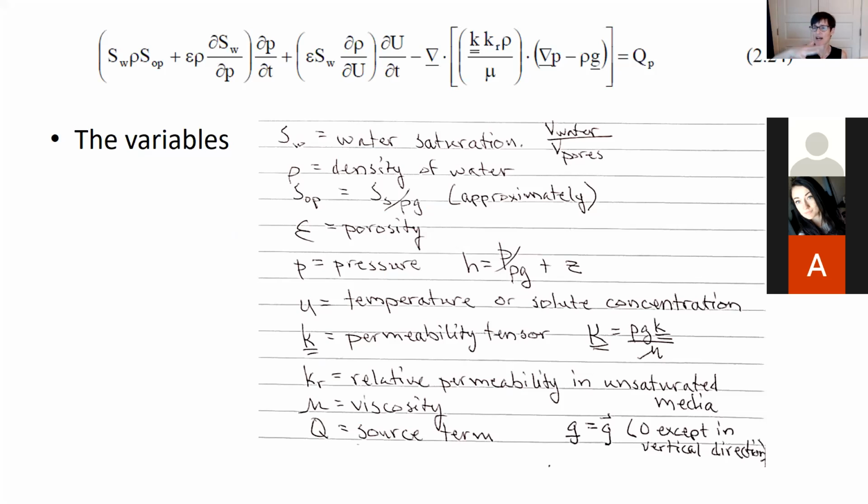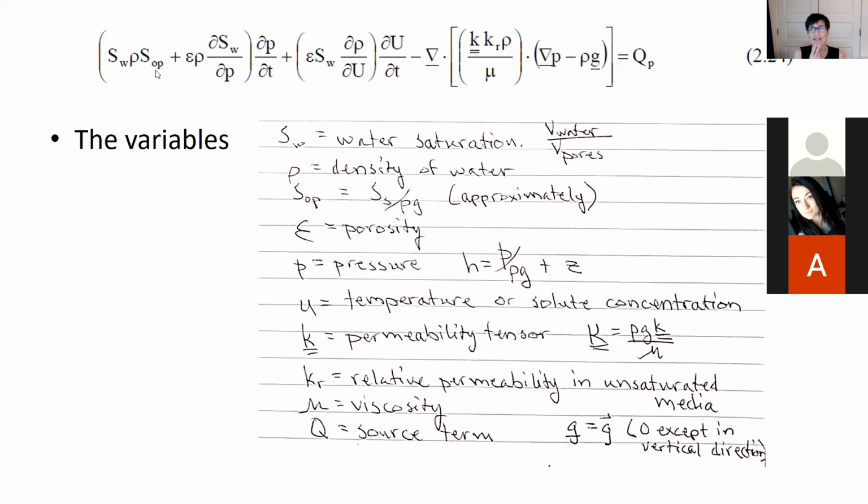Okay, so we're talking about unsaturated flow. The water table can move up and down. If this is less than 1, then we're above the water table. So that's a reasonably simple concept. We can maybe work with that. Let's see. Rho is the density of water. Okay, we can work with that. That's a familiar symbol.